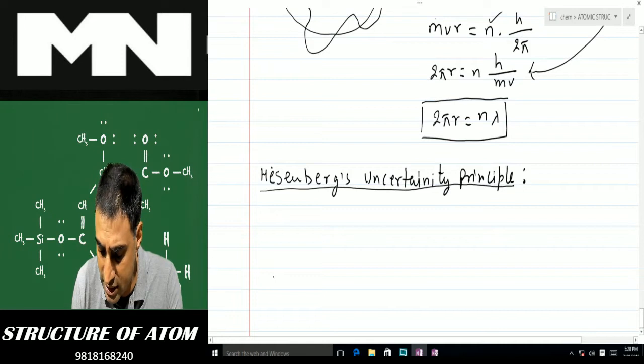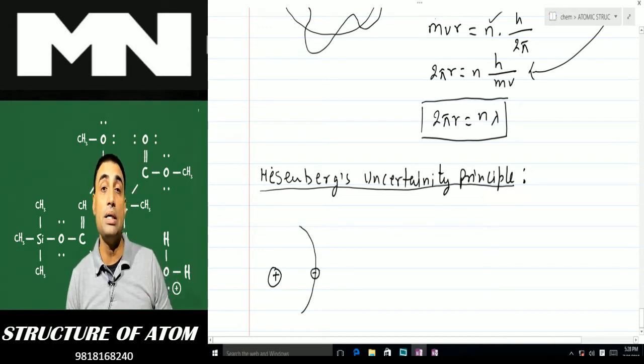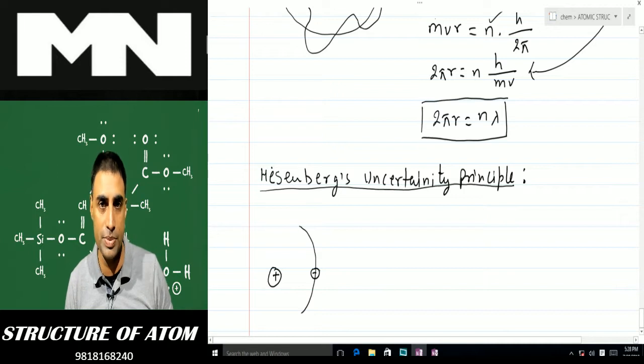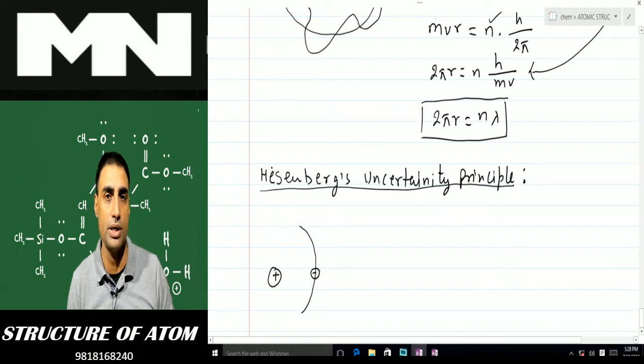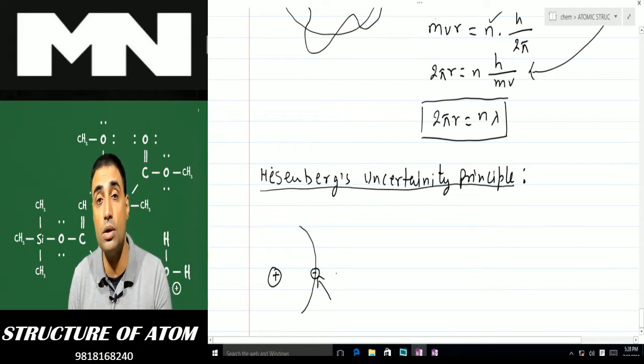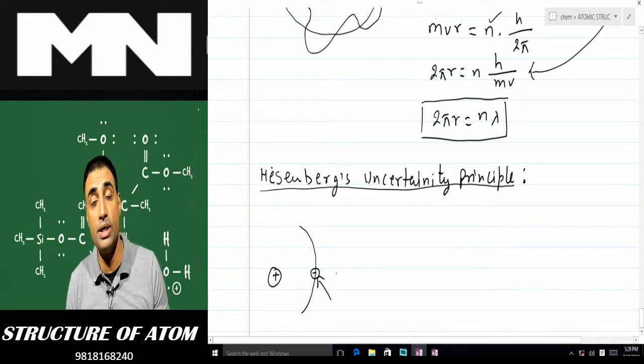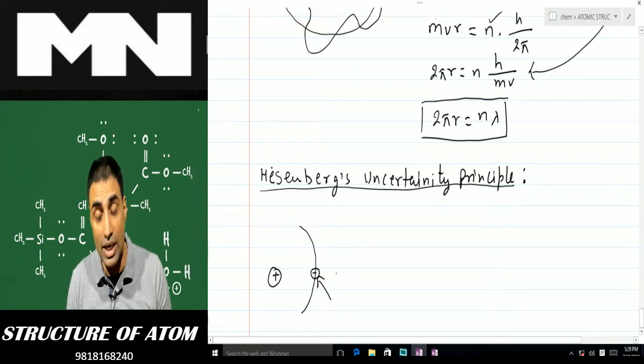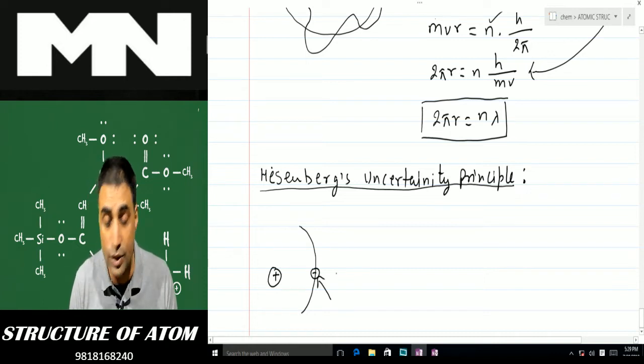Well, suppose this is the nucleus I have got, and this is the shell in which the electron is. Now, according to Heisenberg uncertainty principle, it is simultaneously and precisely impossible to determine both the position as well as the velocity of an electron in an atom. That means, as far as this electron is concerned, you cannot predict its velocity and its position at the same time. Suppose you are predicting the velocity with accuracy, there will be some uncertainty in the position. Here I'll explain it to you in a different way.